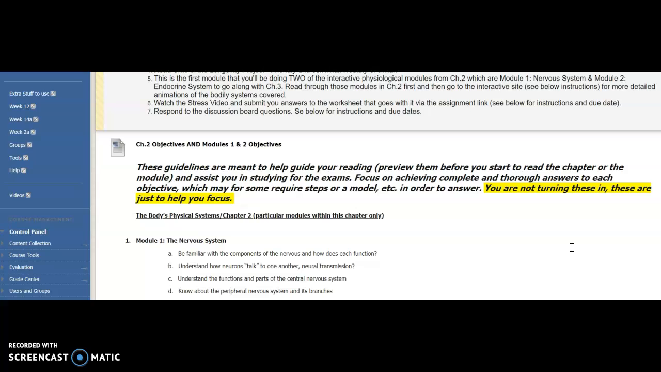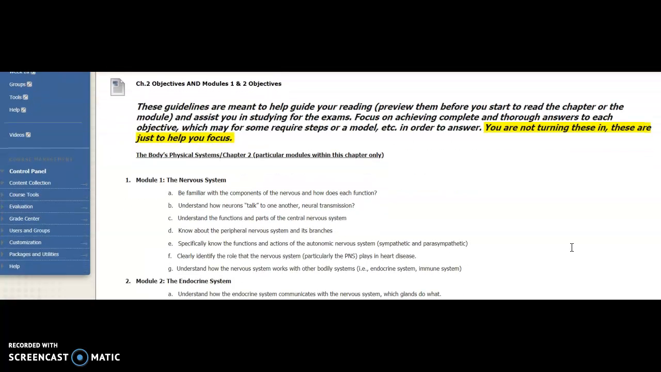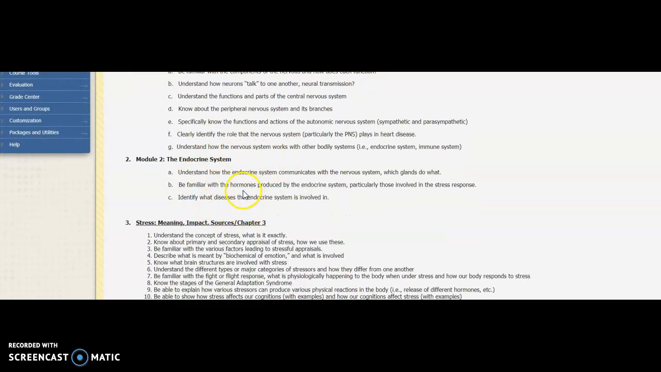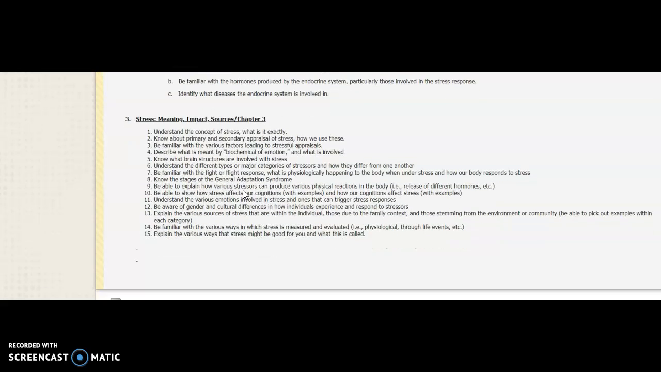So let's take a look at the objectives here. Again, these are just guidelines meant to help you work through the material. They're not anything that you're turning in. I did get an email asking, should we be answering these questions and turning these in? And the answer is no. You're using this as a guide to what should I know for the nervous system? You should know all of this. What should I know for the endocrine system? Here you go. Okay.